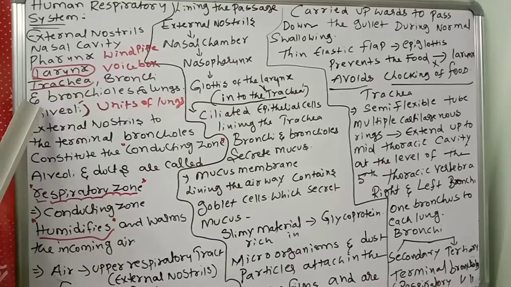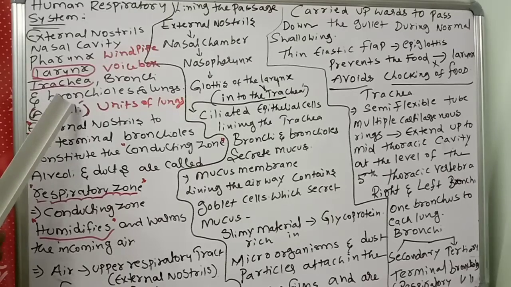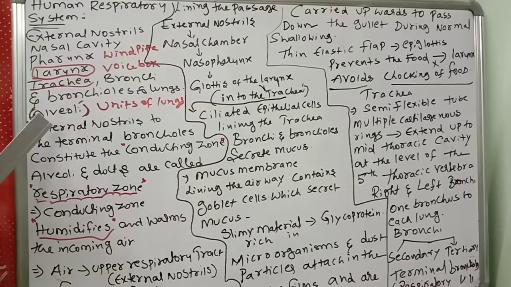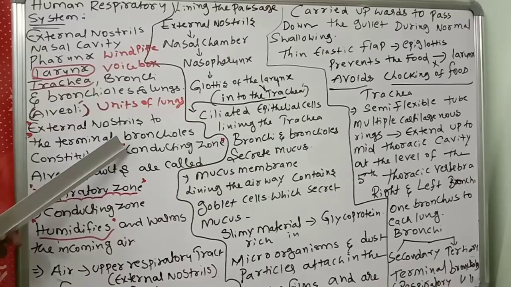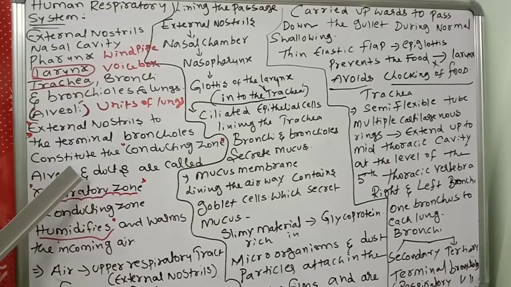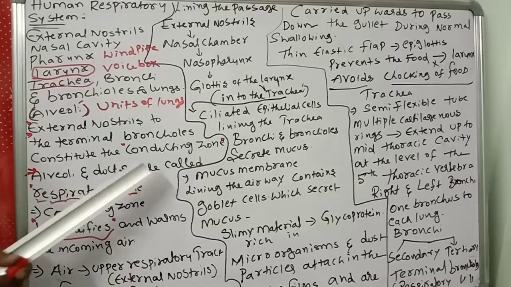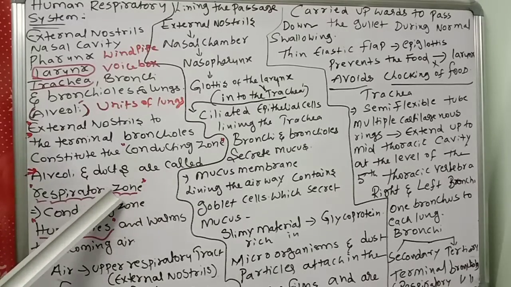A very important point to remember is the alveoli. In our lungs, the alveoli are the units which are very useful for the exchange, or diffusion, of gases. Now, the part from the external nostrils to the terminal bronchioles is considered the conducting zone. And the alveoli and ducts are called the respiratory zone.